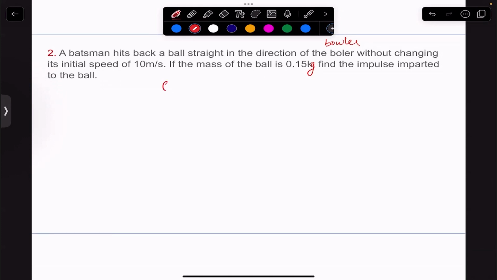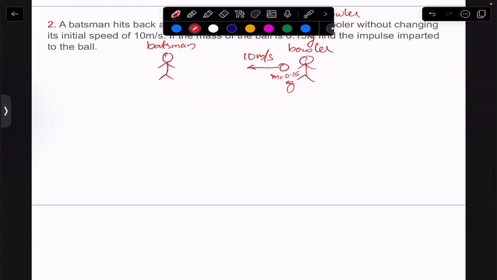Okay, so consider a batsman, and you have a bowler. The bowler is first throwing this ball. He's bowling to this batsman at a speed of 10 meter per second. This ball's mass is 0.15 kilogram. Now, in the second case, after hitting the ball, it again moves at a velocity of 10 meter per second to the bowler.